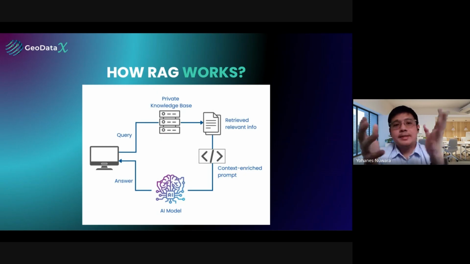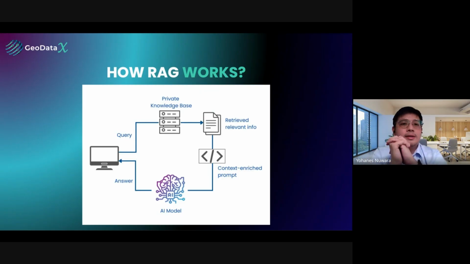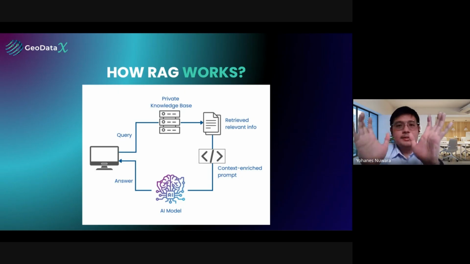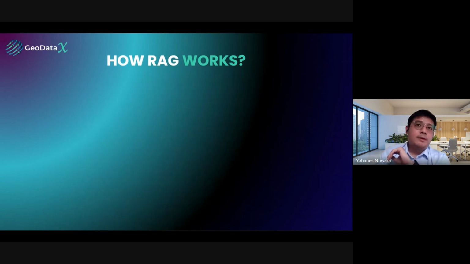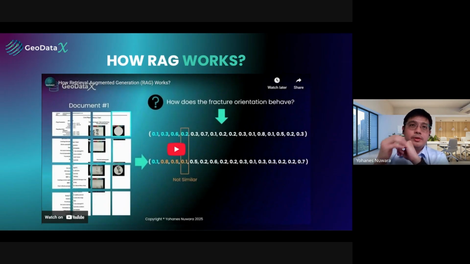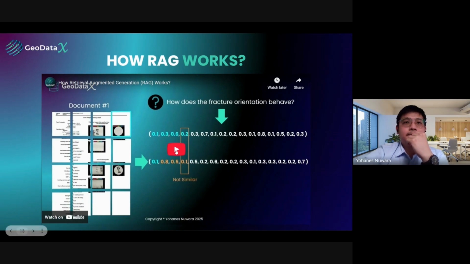You can simply type your question in the system, and then it will search the documents using the LLM or the AI, and you will get back the answer. So it's just like that. It's a very simple process. But behind this retrieval system, there is a very complicated process. So I want to show you this animation that we created in GeoDataX. I will play this video, and then I will explain it to you later.